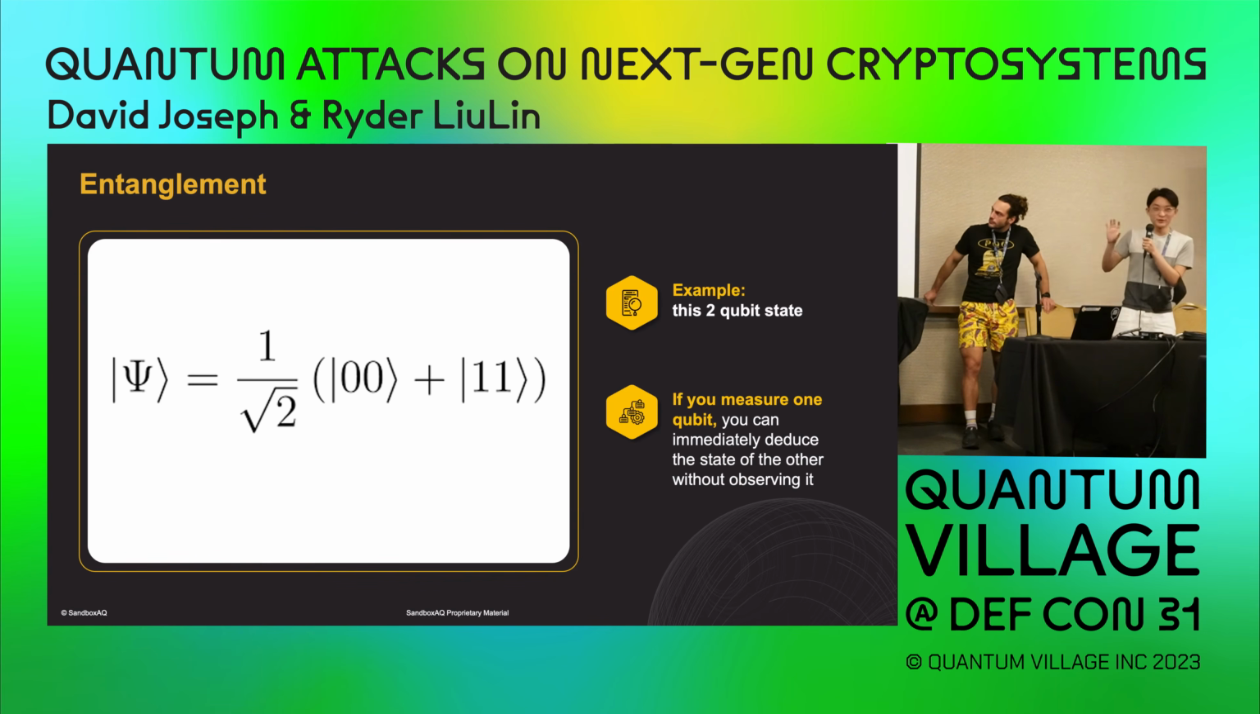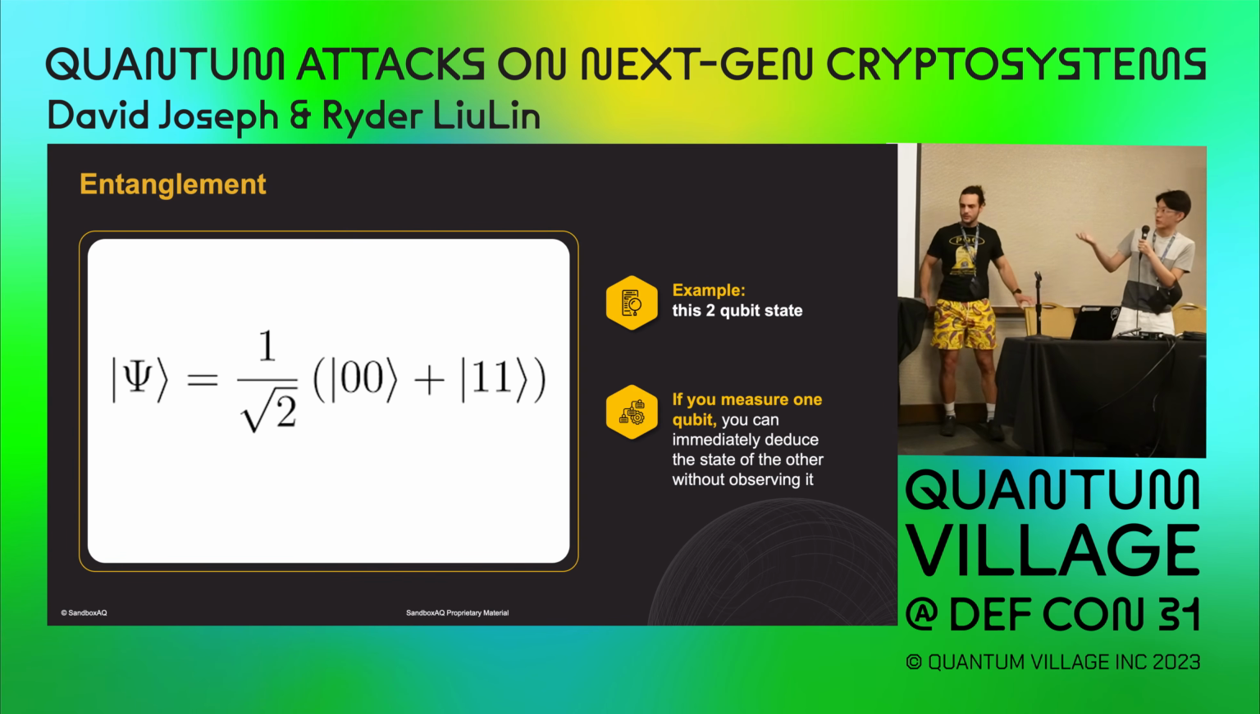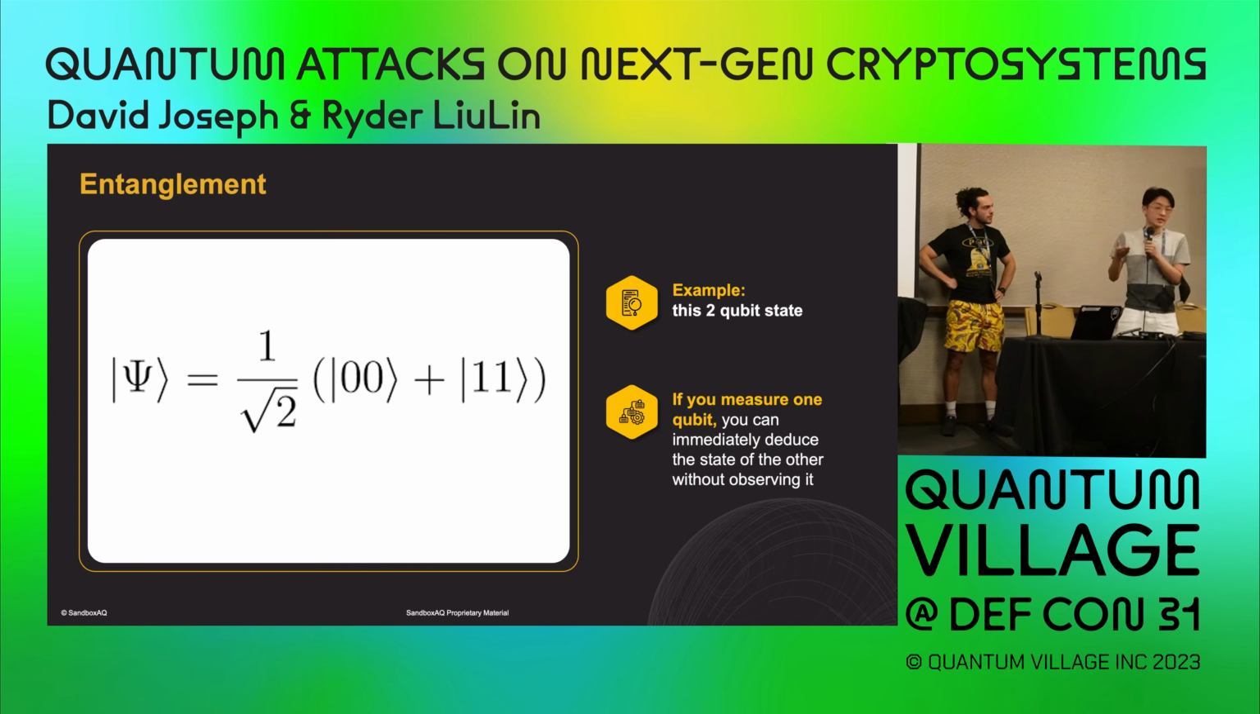So this one is a bit of a boring math equation, but it's not super important. This is just an illustration of a 2-qubit state. So yeah, if you measure 1 qubit, you can immediately deduce the state of the other one without observing it.